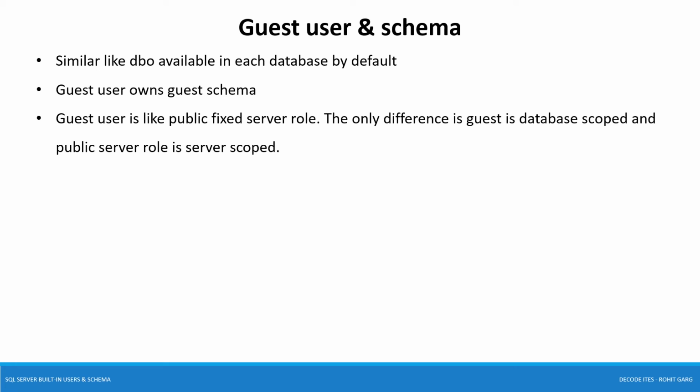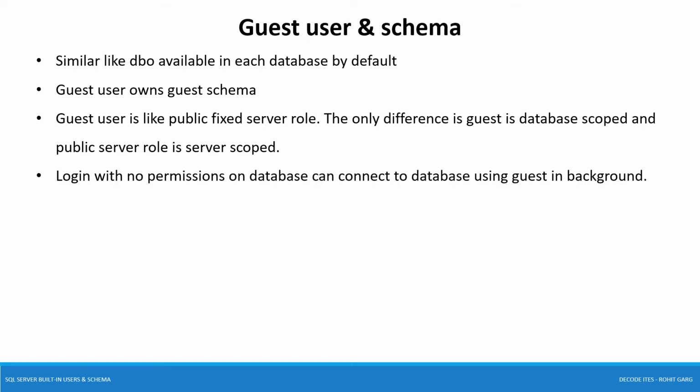Like public, the server role is by default assigned to each login, and permissions assigned to public will automatically be inherited by all logins. Similarly, the guest user is used by any login which doesn't have access on the database or doesn't have an appropriate user on the database. Permissions assigned to guest will be applicable to all logins which are not having database users. Logins with no permission on the database can connect to the database using guest in the background.